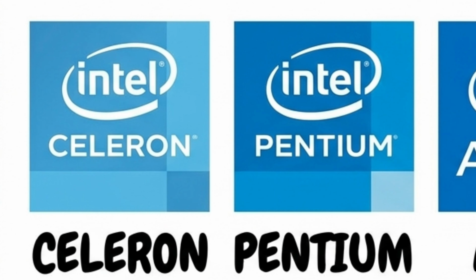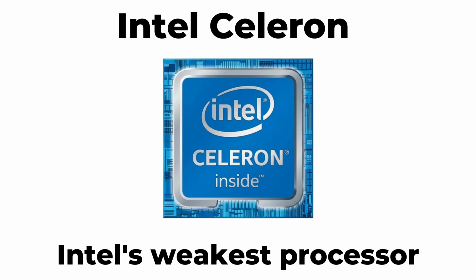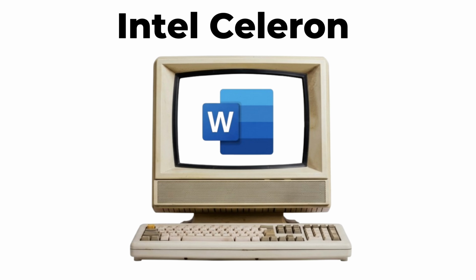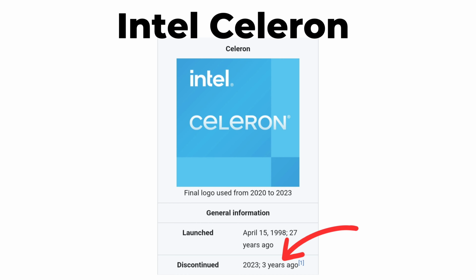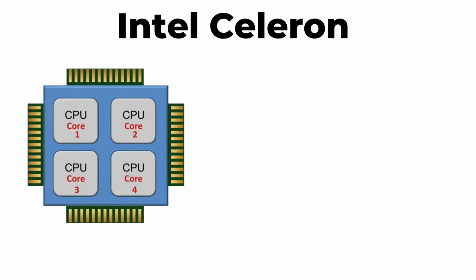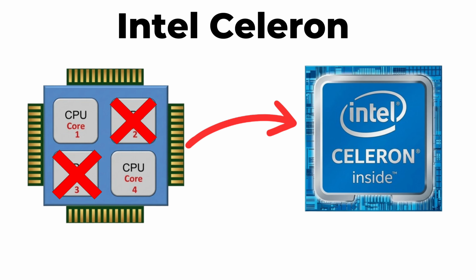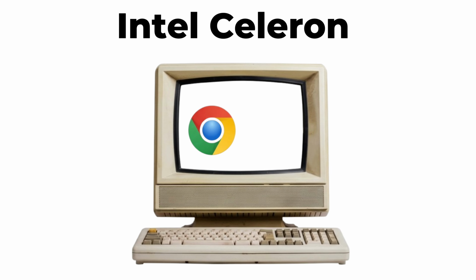Intel Celeron. Intel Celeron was Intel's weakest processor, designed for extremely basic tasks like typing documents. It was discontinued in 2023. The reason it was so weak is that it was originally a standard Intel chip with manufacturing defects, so Intel disabled the faulty cores and sold it as Celeron. That's why it struggles the moment you open more than one browser tab.